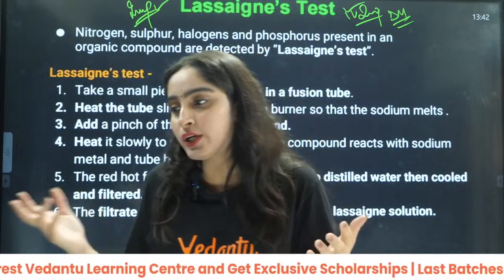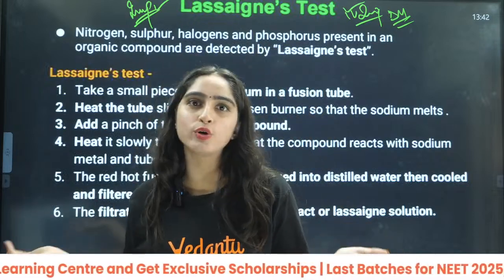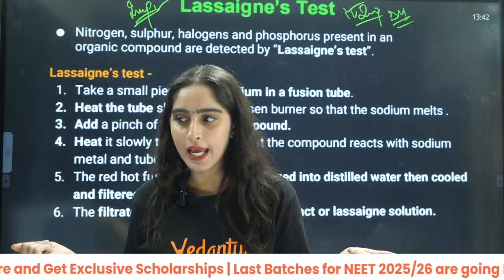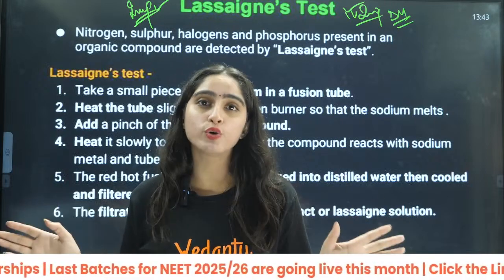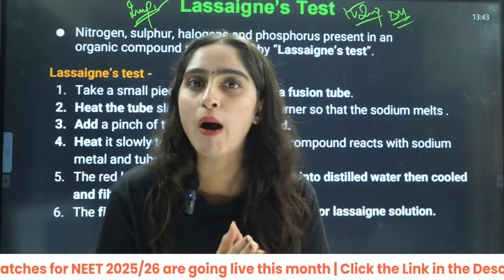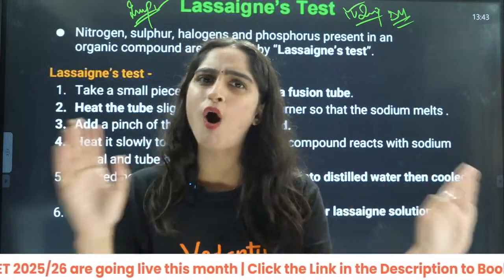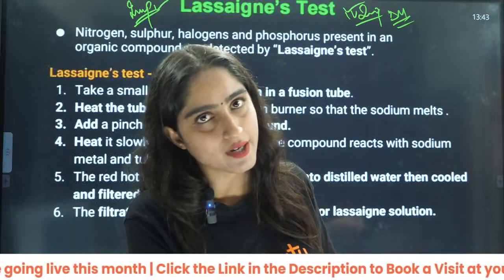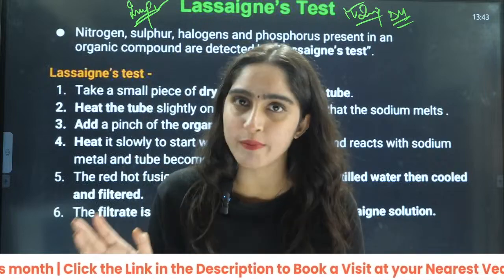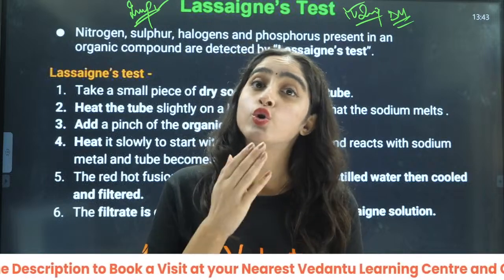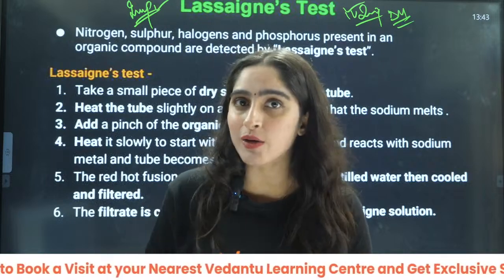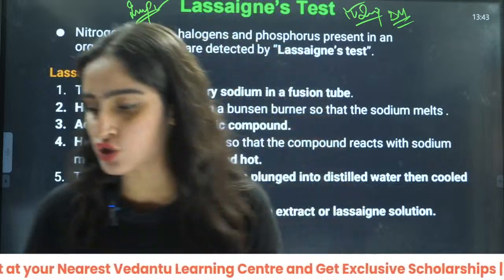Now why do we need to do it? Everybody tell me in the chat box. We need to do it because organic compounds have covalent bonds. We all know that in all of organic chemistry we are studying covalent bonds only. But to convert that into ionic form, we make a sodium extract.